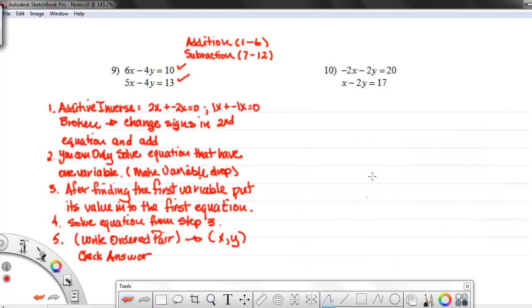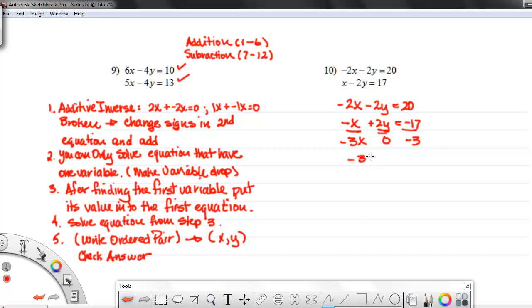The first equation is -2x minus 2y equals 20. I'll change the sign of everything in the second equation. That positive x will become a negative x. That negative 2y will be a positive 2y. And that 17 will become a negative 17. I'll go ahead and add the equations together. That will give me a negative 3x. That goes to 0, and this becomes a negative 3.